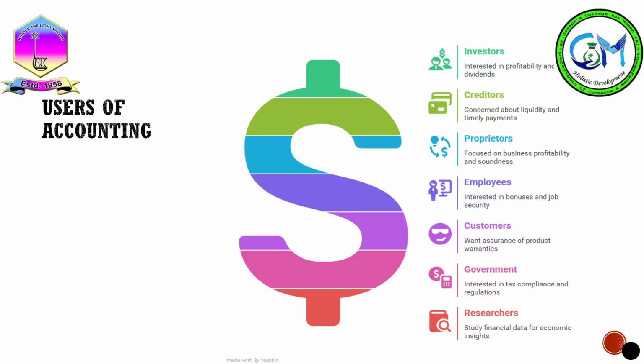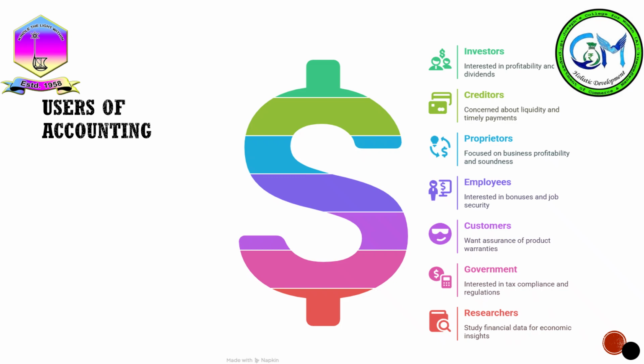Now we are going to discuss users of accounting information. We have two types of users who want to know about the accounting information of the concern: internal users and external users. Management, employees, and shareholders are internal users. The remaining are all external users.